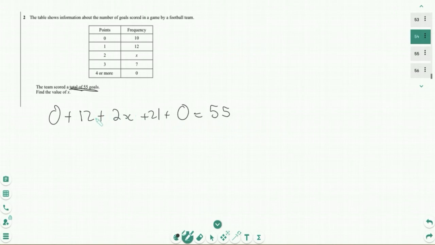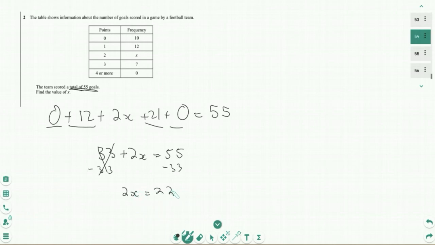So let's combine our like terms. So 0 plus 12 plus 21 plus 0 is going to be 33 plus 2x equals 55. And we're just going to solve algebraically. So x is being multiplied by 2, then added by 33. So we're going to subtract 33 on both sides. Boom, boom. 2x equals 55 minus 33 is 22. 2 times something is 22. Well, x is obviously 11. So x is 11. So there were 11 games where we scored 2 goals.